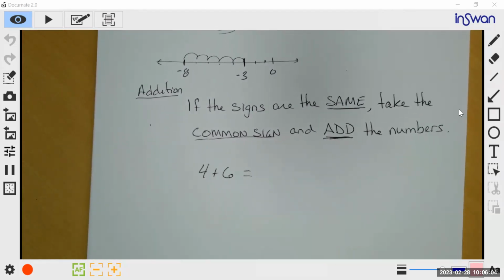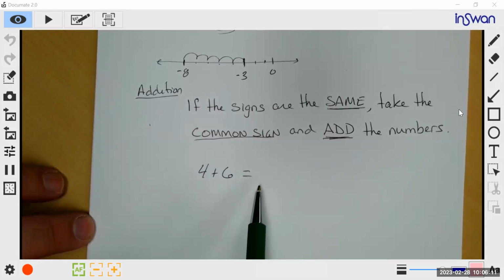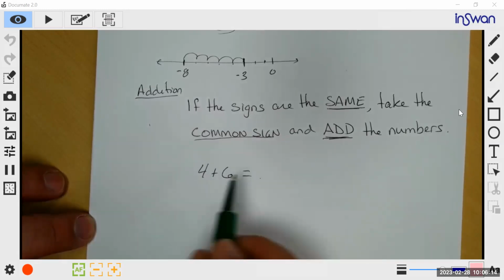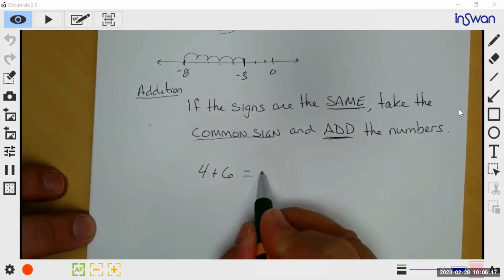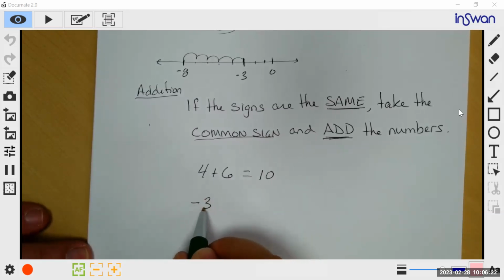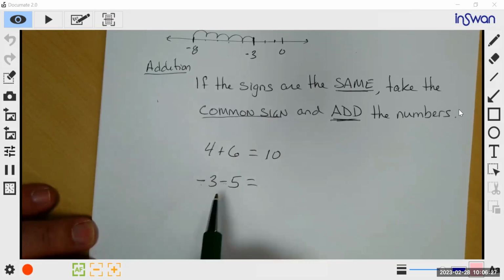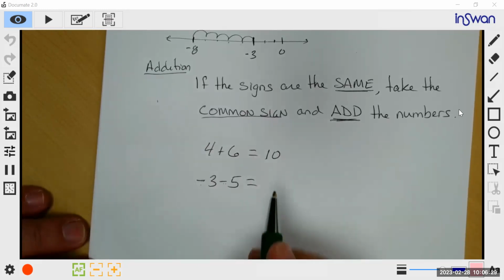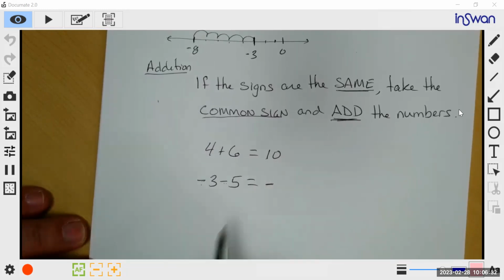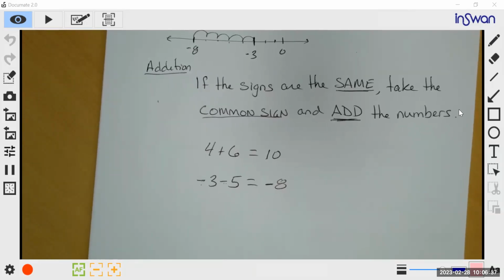remember I said earlier, treat the signs and the numbers differently. So the question I'm going to ask you, is this answer going to be positive or negative? The answer is going to be positive. 6 plus 4 is what? 10. So the answer is positive 10. -3 minus 5. They're both the same sign. So is the answer going to be positive or negative? They're both negative. So I take negative. Now add the numbers. 5 plus 3 is 8. There you have it. It changes the way you look at things when you think it this way.